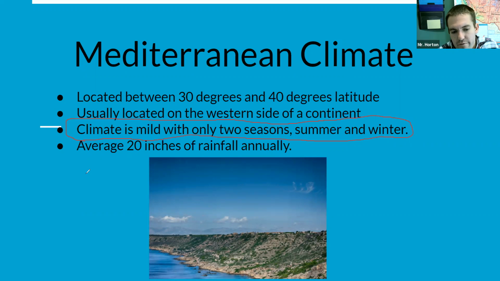They get some rainfall, which averages about 20 inches annually. Not a lot, but a fair amount of rainfall, and that allows some crops to live there. It's not the greatest farming climate, but it allows for some crops to grow in the Mediterranean. So the climate is mild with only 2 seasons, summer and winter.